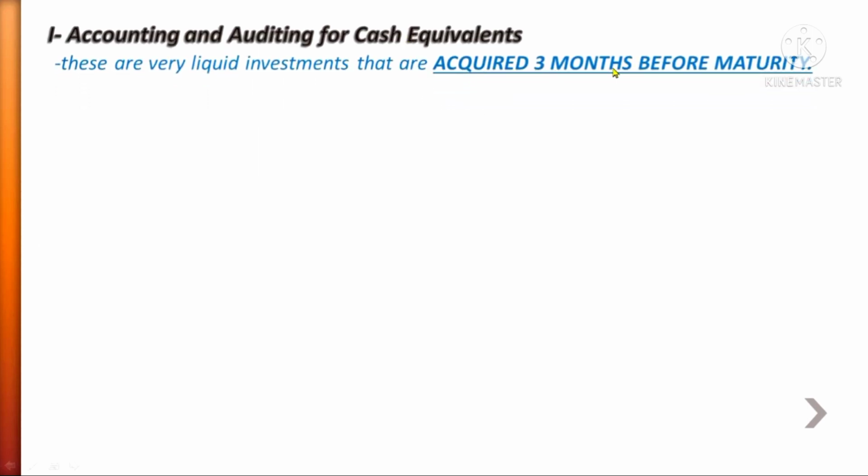Let's now have the accounting and auditing of the cash equivalents. Again, these are very liquid investments acquired 3 months before maturity. Let's try if you really understand that statement. So I have two scenarios here.